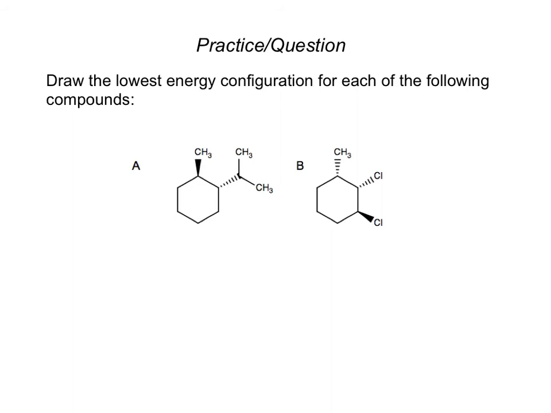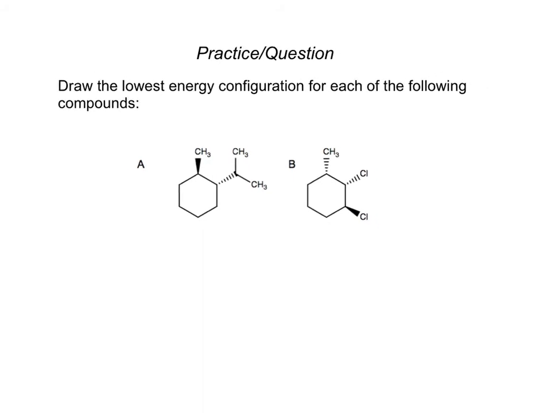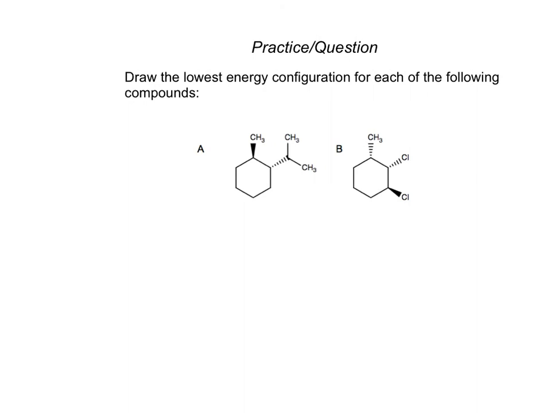So start by drawing the chairs for both of these. Then look at them. And then try to figure out who's lowest energy. Okay, so again, I would have paused the video, try to answer these, and then watch the solutions, which I'm now going to go over. I'm going to start with A.